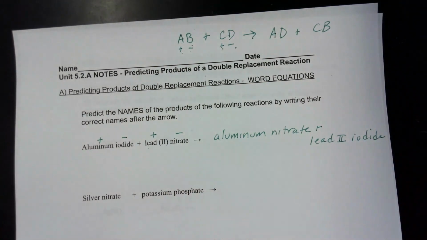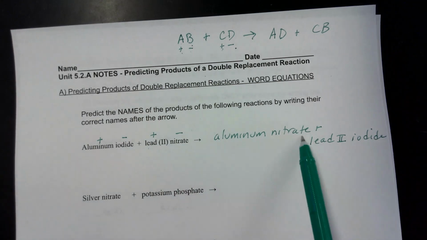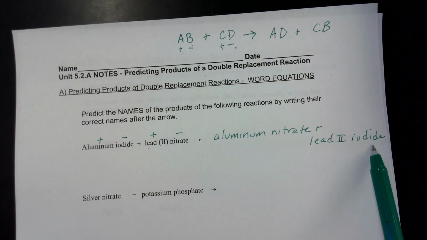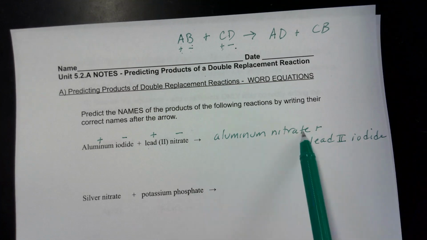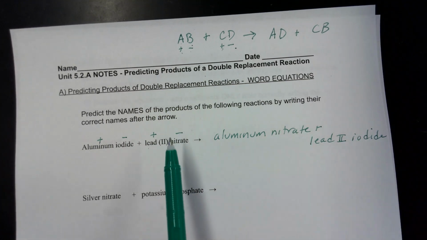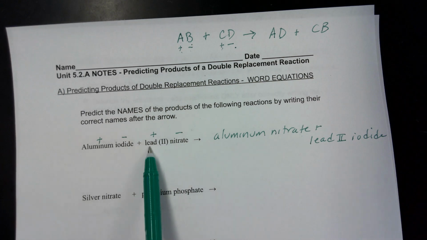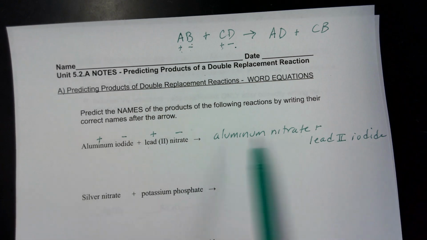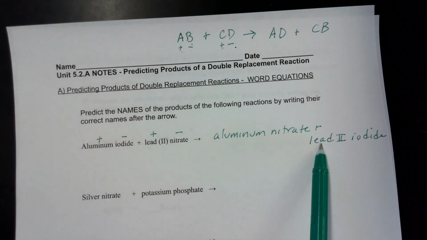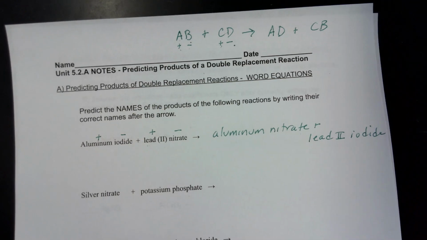And that's it. It doesn't matter if you write aluminum nitrate before the lead 2 iodide, or you could put the lead 2 iodide first. That doesn't matter. What you do need to do is make sure that if the ion was positive, the positive ion is always written first. Right? And so you want to make sure that you keep the cation written first in the name on the product side.